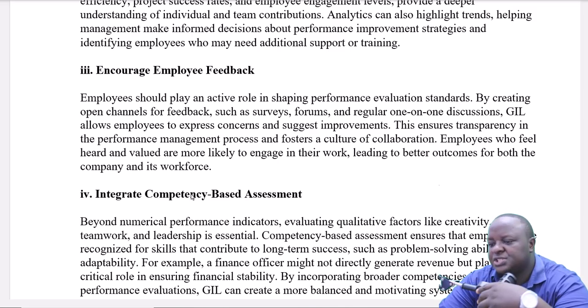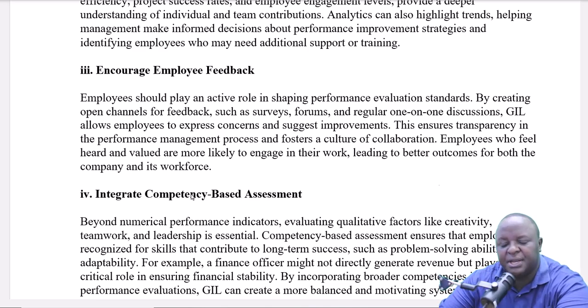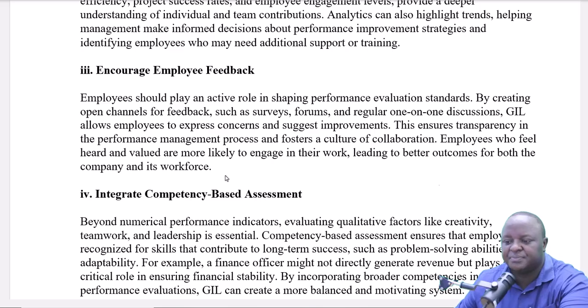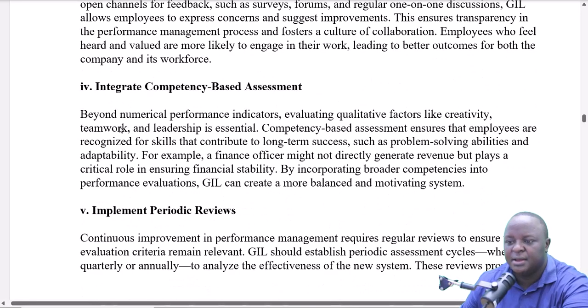So employees who feel heard and valued are more likely to engage in their work, leading to better outcomes for both the company and its workforce. And we saw this by now knowing that GIL was having monthly and weekly meetings. So that helps to collect feedback and get information.